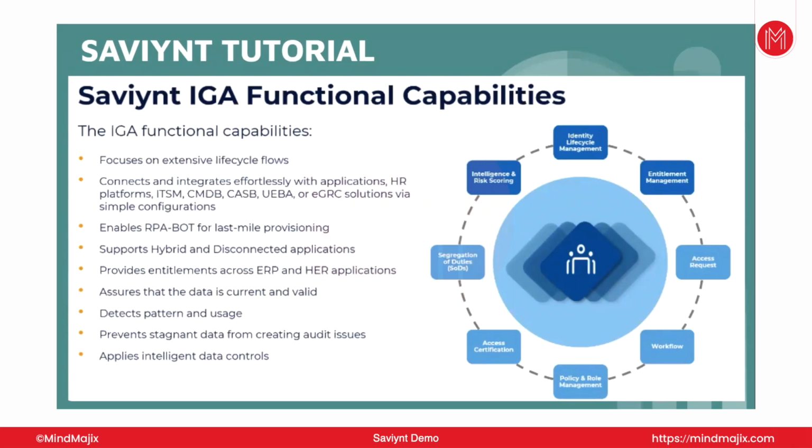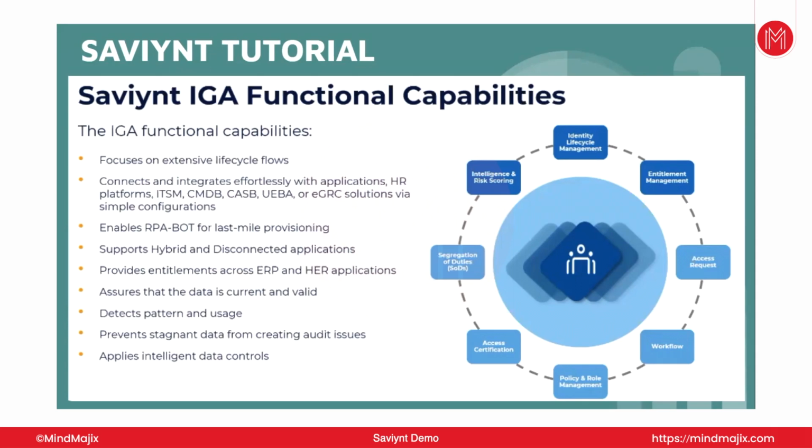Suppose an employee enters, so that is a joiner scenario. When it happens, you create an identity of that particular employee in the system. You give them the birthright access. Birthright access means the basic access which is given to any employee. Then suppose that employee joins the marketing department. You give them the access related to the marketing department.